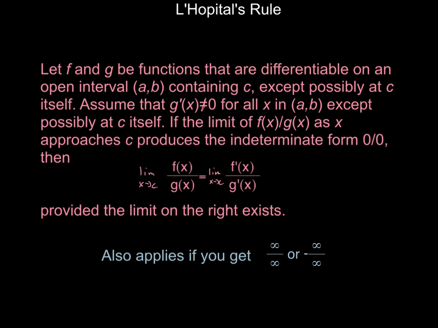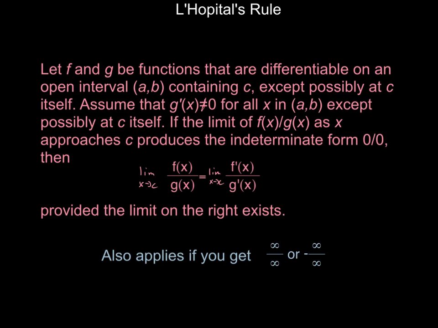Now let's look at the formal statement of L'Hopital's rule. We're going to let f and g be functions that are differentiable on an open interval (a, b) containing c, except possibly at c itself. And we're going to assume that g prime of x does not equal 0 for all x in the interval from a to b, except possibly again at c itself. If the limit of f of x over g of x as x approaches c produces the indeterminate form 0 over 0, then I know that the limit as x approaches c of f of x over g of x equals the limit as x approaches c of f prime of x over g prime of x, provided the limit on the right exists.